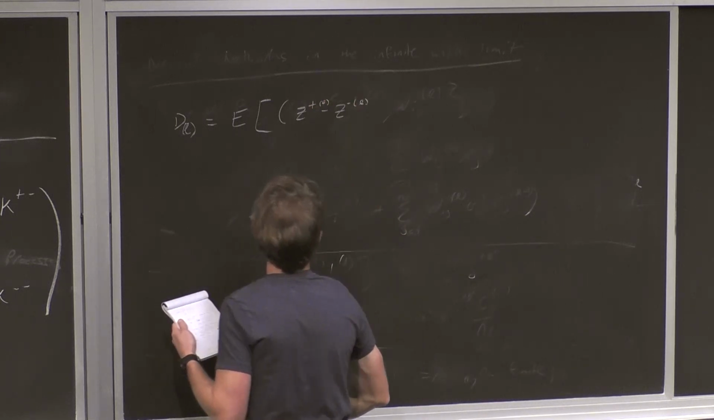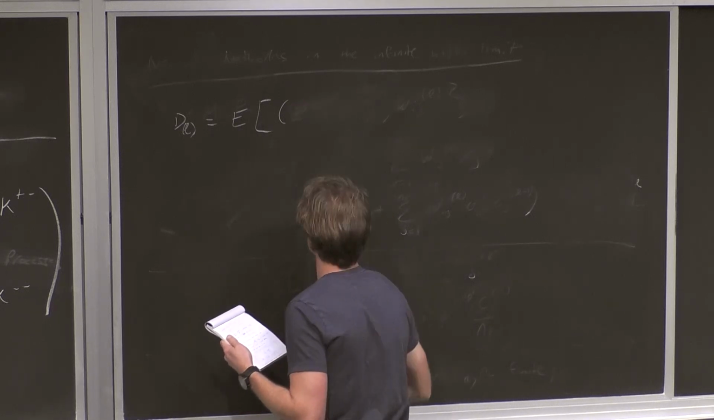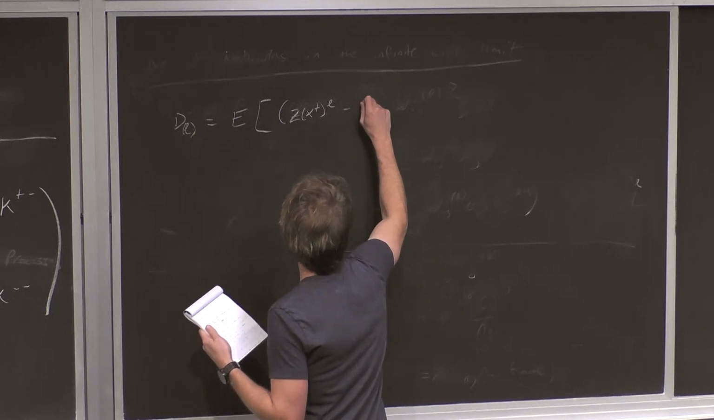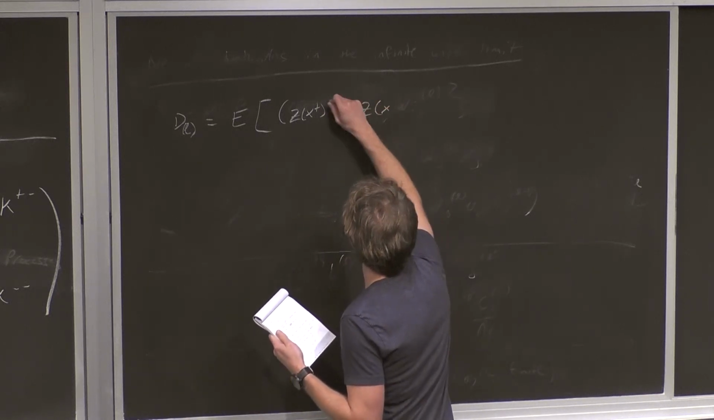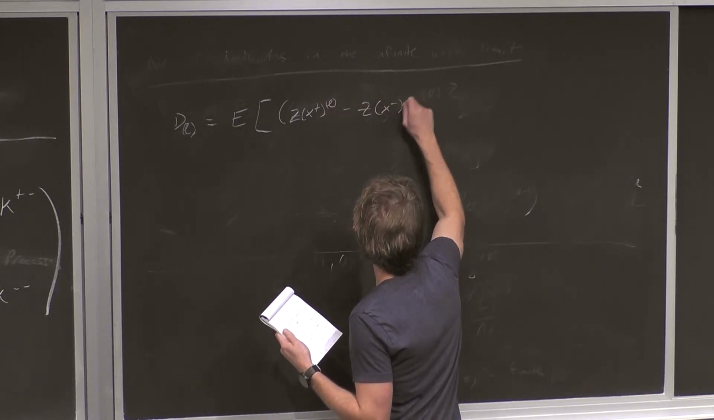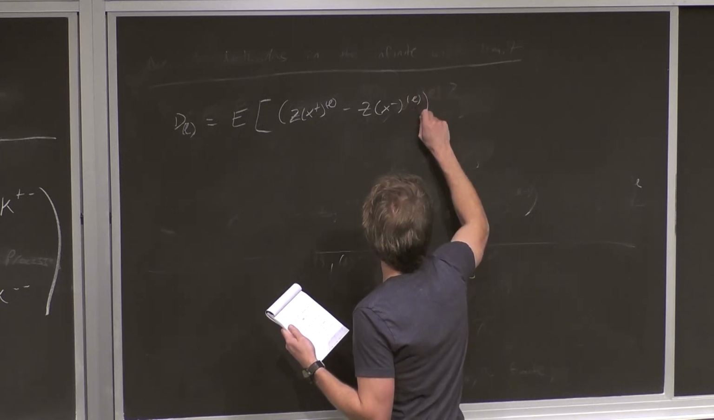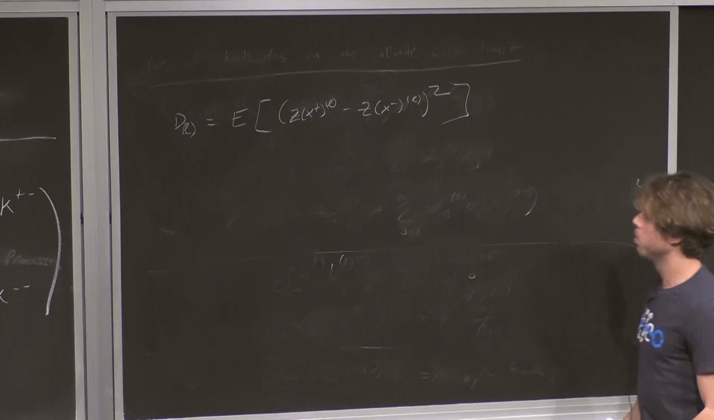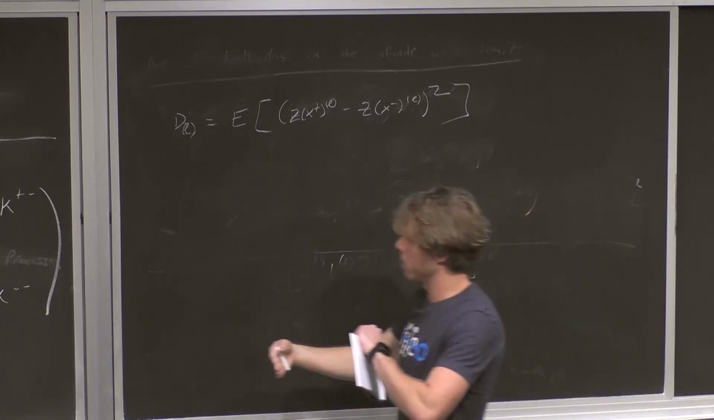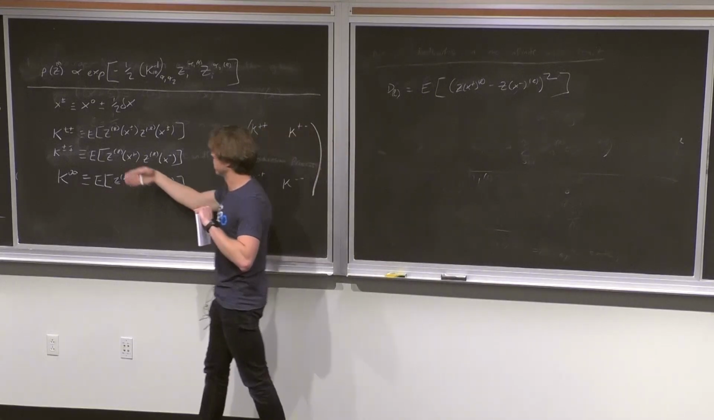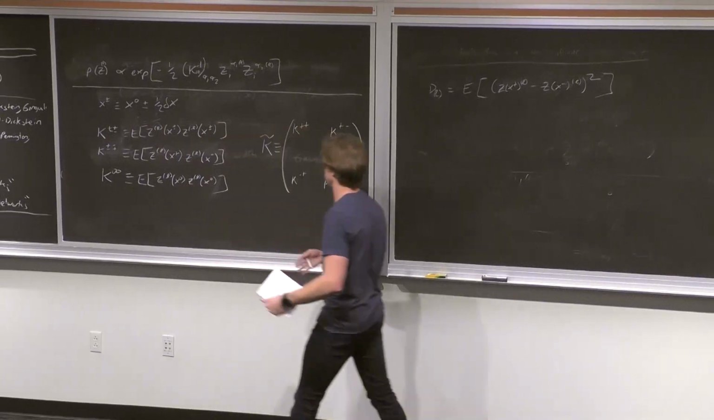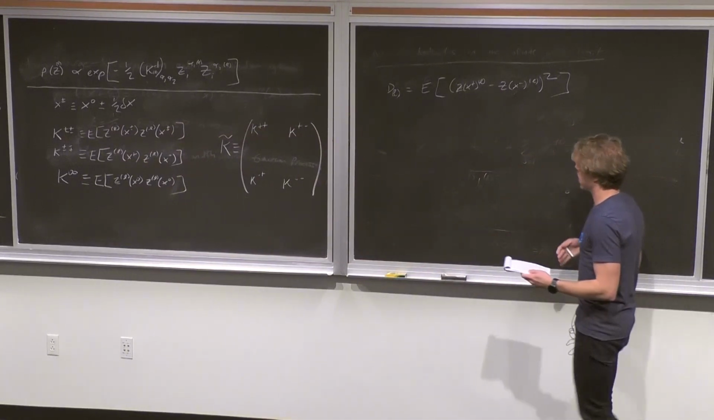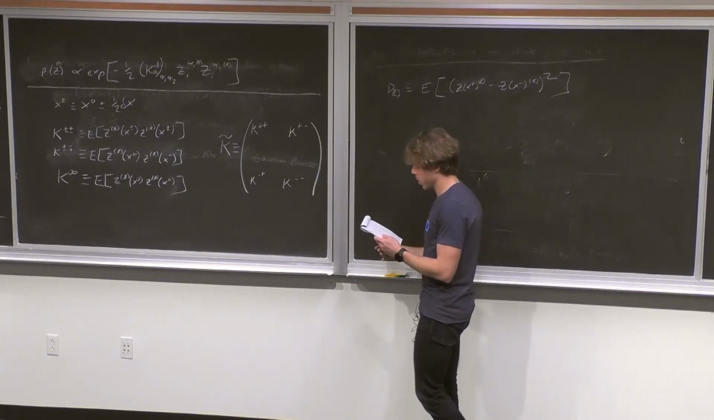Or let me define what I mean. I didn't define Z plus and Z minus. So what I mean is Z of X plus at layer L minus Z of X minus at layer L. That quantity squared is some distance between the two perturbed images, or between the signals x plus and x minus, and so we can see whether they're converging or diverging.